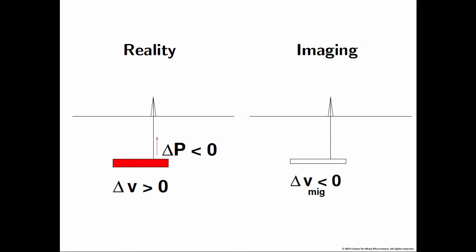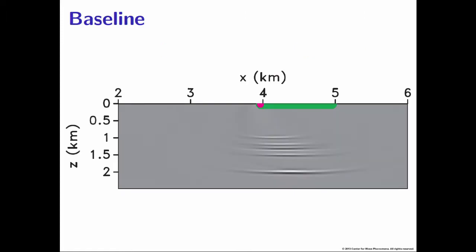So we will image the interfaces of the reservoir at a different depth. And we want to correct this error in the velocity model in order to match the baseline and the monitor migrated images. And we want to do this using image domain wavefield tomography.